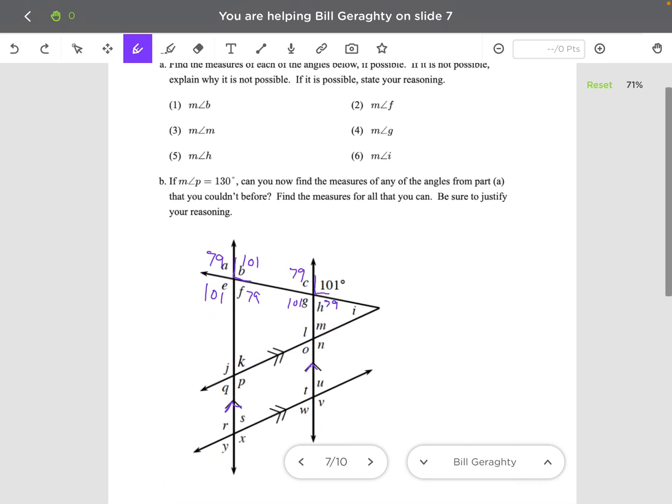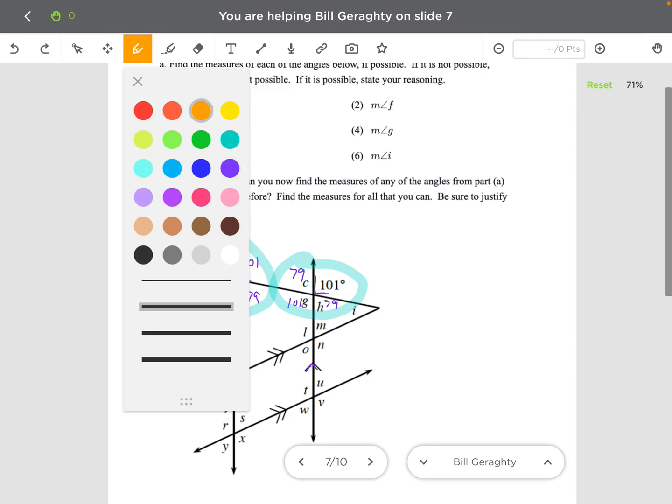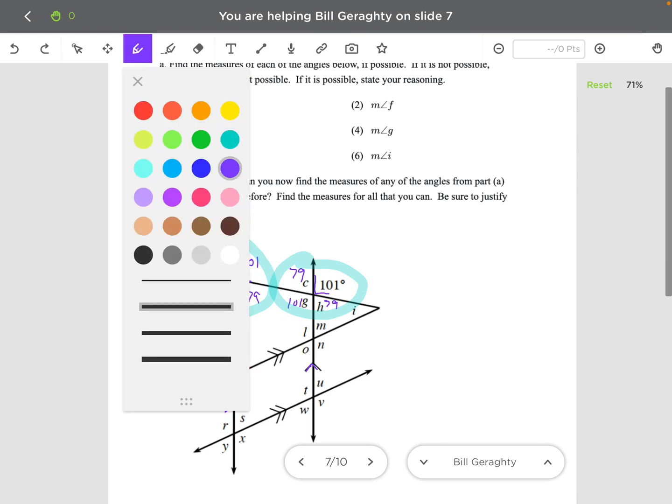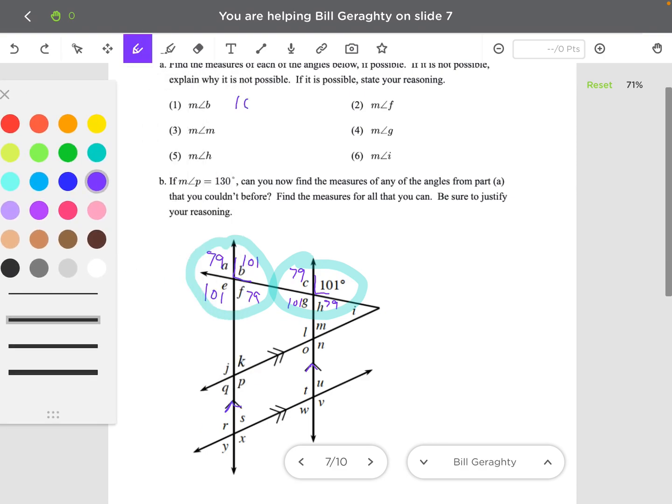Let's take a look up here. Now these are the only angles right now that I'm capable of maneuvering. I cannot take this 101 and slide it down right here because these two lines are not parallel. So I can't do that. So come up here and answer the question. B is 101. M, I cannot determine.